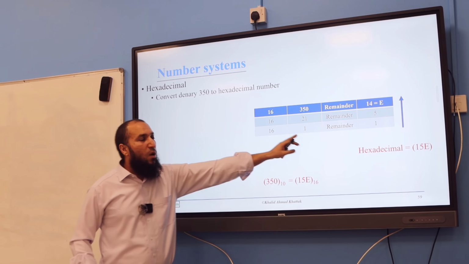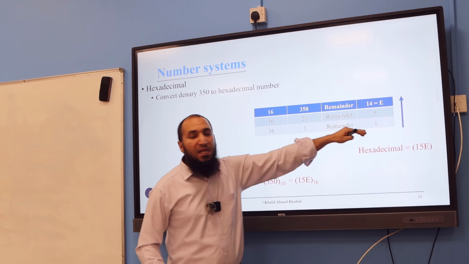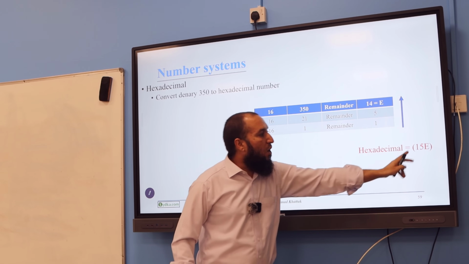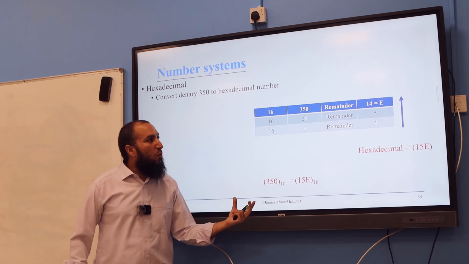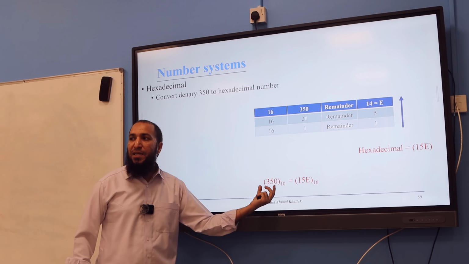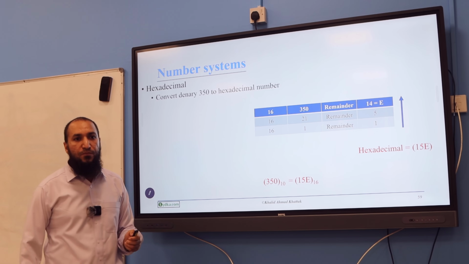Lastly, we have 1 divided by 16. We have 0 whole numbers and we have 1 remainder. And then, as we said before, we write it like 15E. And then what we do is 350 in denary or decimals equals 15E in hexadecimal.